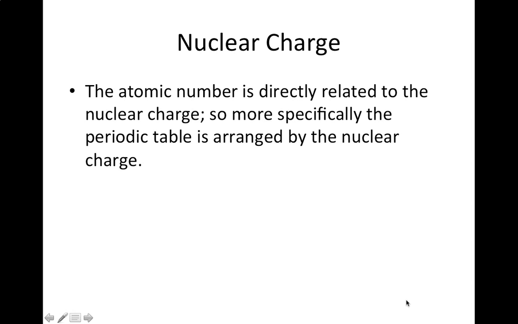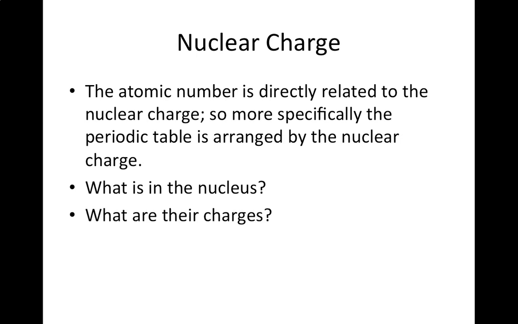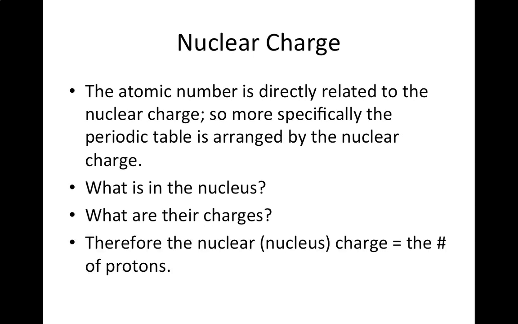The atomic number is directly related to what's called the nuclear charge, the charge of the nucleus. More specifically, the periodic table is arranged by the nuclear charge, the number of protons, because we know in the nucleus all we have are protons and neutrons. The protons are a +1 charge, the neutrons are neutral, so they contribute nothing to the charge. So when we talk about nuclear charge, we're just talking about how many protons we have. The nuclear charge is the number of protons, which is clearly related to the atomic number, so my nuclear charge would be the same number as my atomic number.